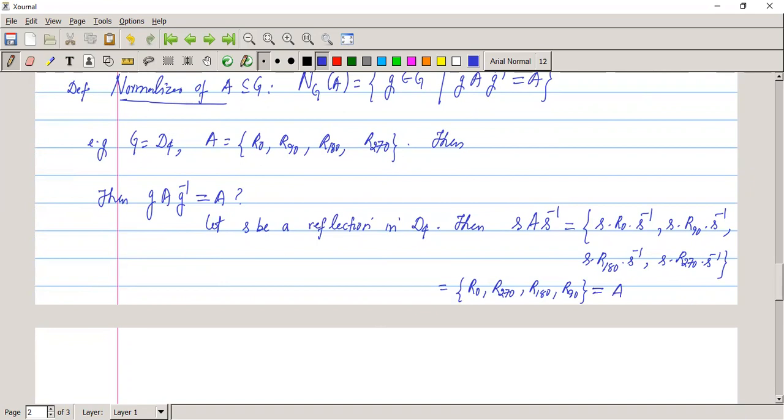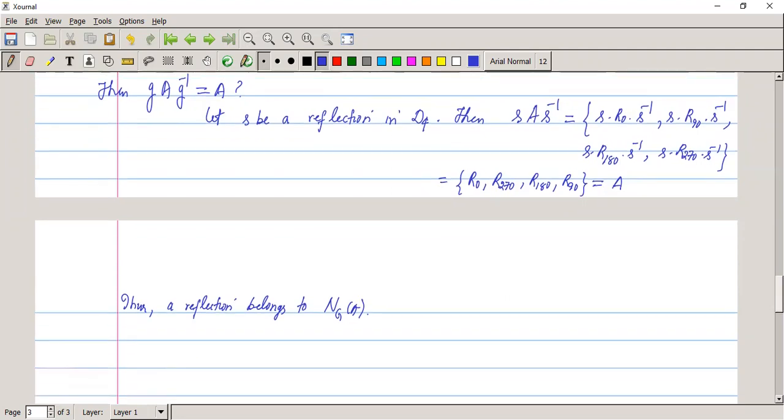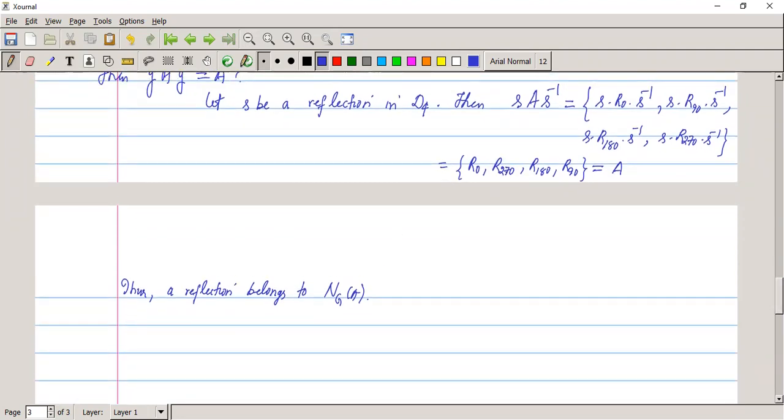So finally what we conclude is that a reflection belongs to the normalizer of A in G, where A is this set of rotations. And we can clearly see that this normalizer of A also defines a subgroup of G, and that can be easily proved as we had proved that the centralizer of A is a subgroup of G. On a similar note, we can also prove that the normalizer of A is always a subgroup of G.